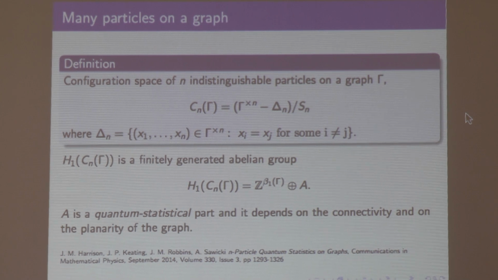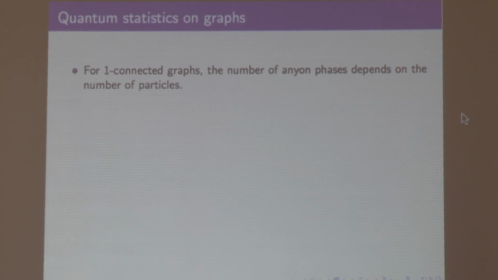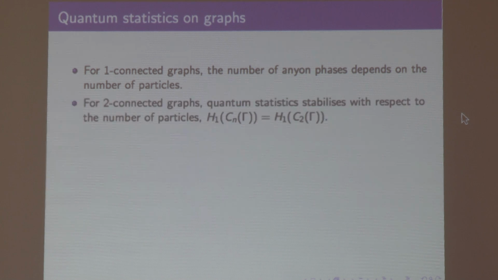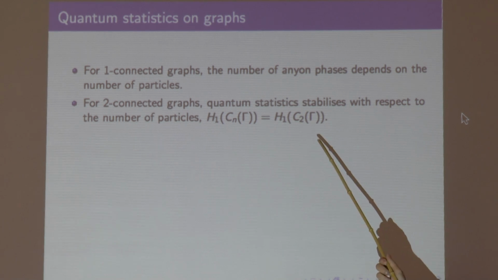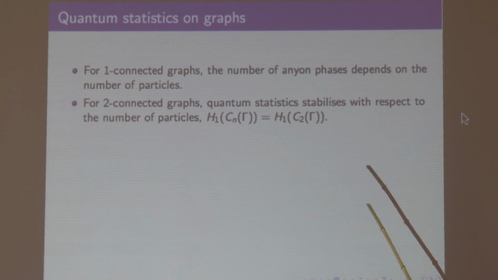So what are the results? This is the work of Adam, and the results are that for 1-connected graphs we have many anion phases, and they depend on the number of particles, and it's not a very nice situation. But for 2-connected graphs, the quantum statistics do not depend on the number of particles. So when you have more than 2 particles on a graph, then the quantum statistics is always the same.